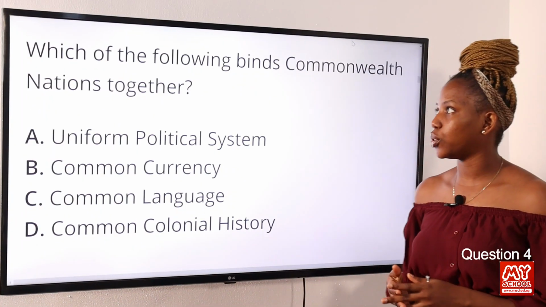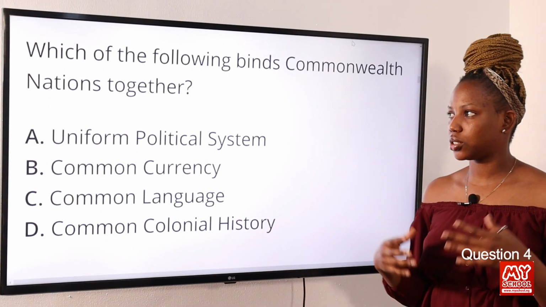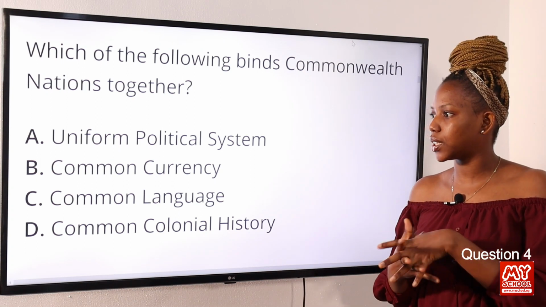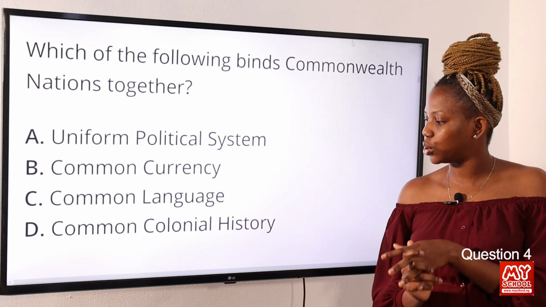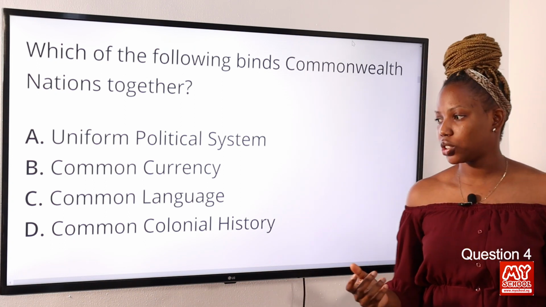Question 4. Which of the following binds Commonwealth nations together? Option A, uniform political system, option B, common currency, option C, common language, option D, common colonial history.